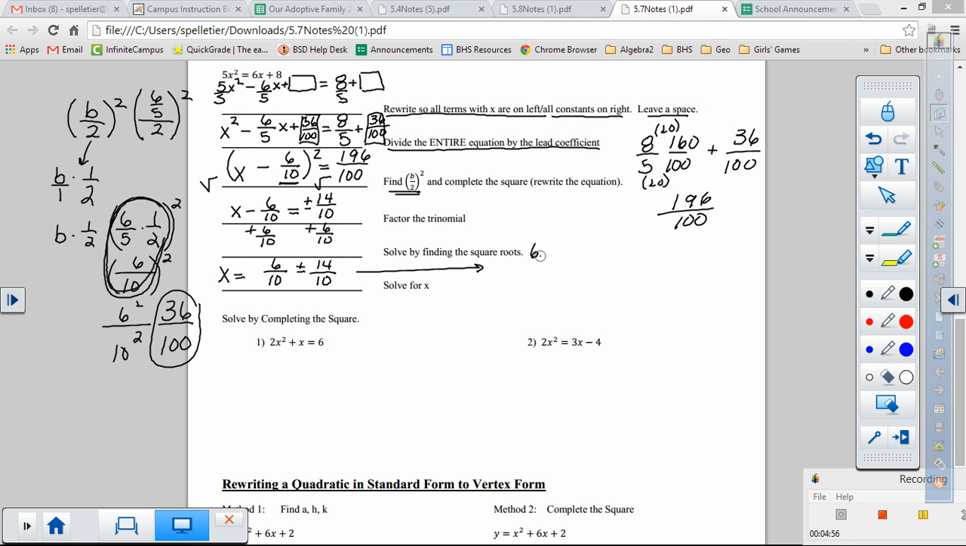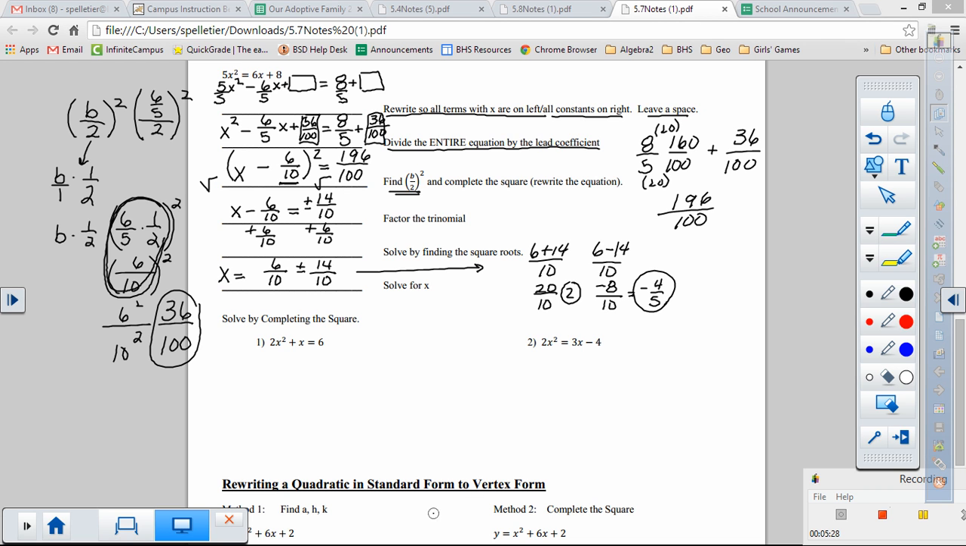I have 6 plus 14 over 10 and 6 minus 14 over 10. 6 plus 14 is 20. 20 divided by 10 is 2. So that's one root. My parabola crosses at 2. And 6 minus 14 is negative 8 over 10, and that simplifies to negative 4/5. So there are my two roots, 2 and negative 4/5.